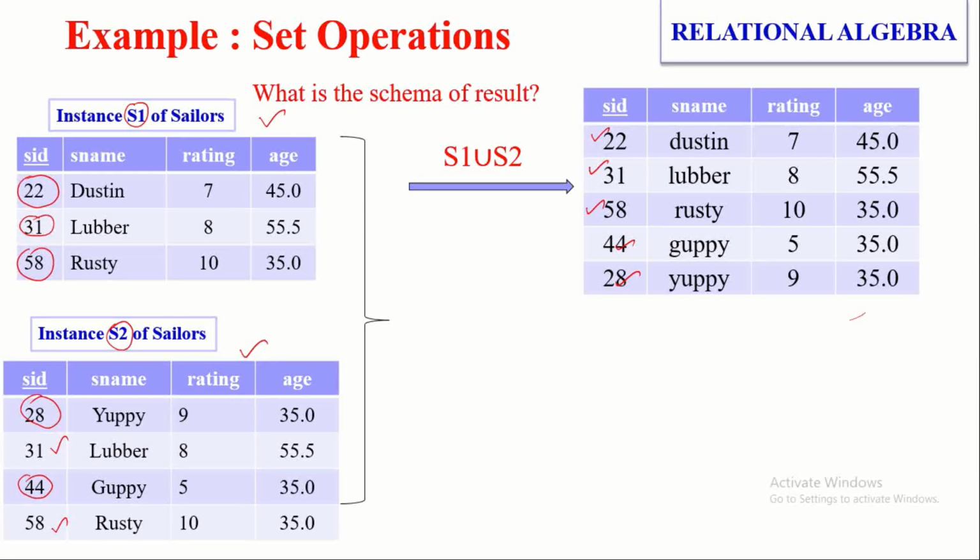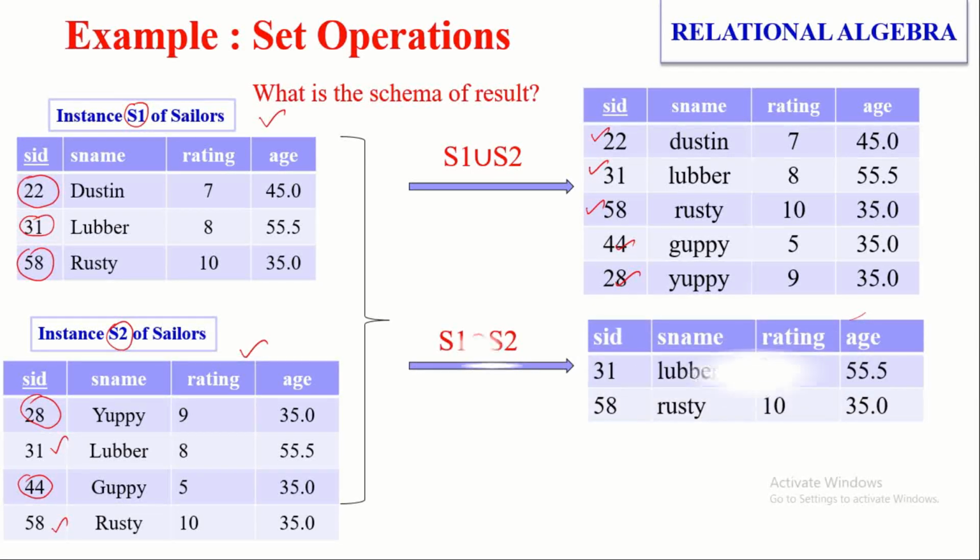Okay, if you apply the intersection operator, it includes the tuples which are present in both the tables. Here, what are the tuples present in both the tables? The tuples which are having 31 and 58. Okay, these are the two tuples present in both the tables. Those are included in the output table.